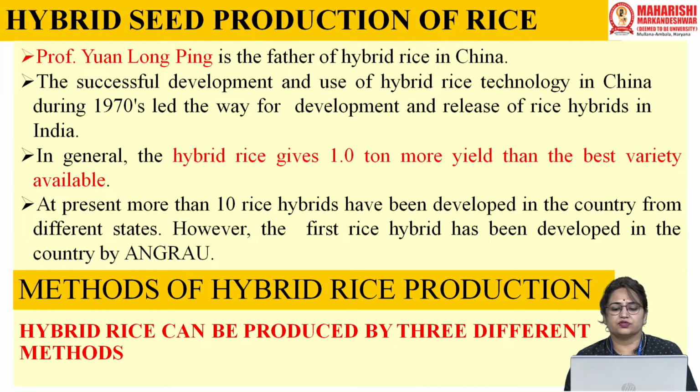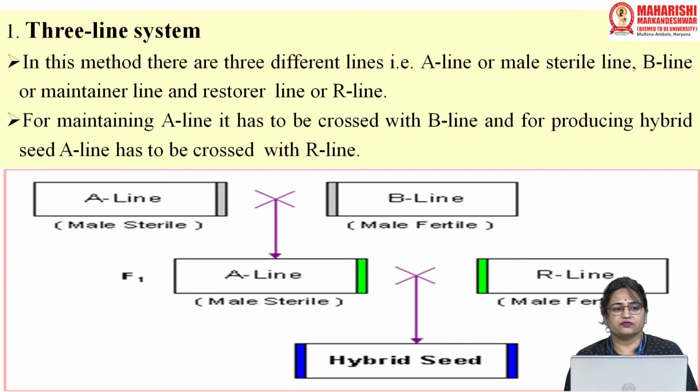Hybrid rice can be produced by 3 different methods. The first method is the 3-line system, or we call it the ABR line system. In this method, there are 3 different lines: A line or male sterile line, B line or maintainer line, and R line or restorer line. A line is the male sterile line. Here the male is sterile, meaning non-functional. So we call A line a female line because here the male is absent or non-functional.